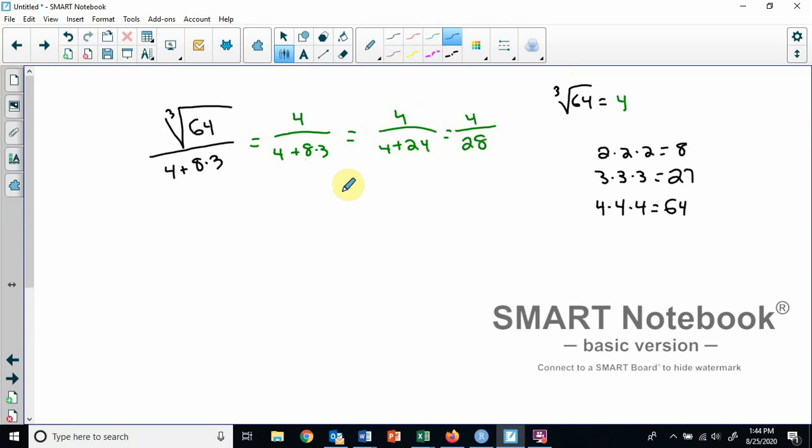Now, does our fraction happen to reduce? Is there a number that divides evenly into the top and into the bottom? Yeah, actually 4 will divide evenly into both of these. Because 4 divided by 4 gives us a 1 on top. And 28 divided by 4 is 7. It gives us a 7 on the bottom. So 1/7.